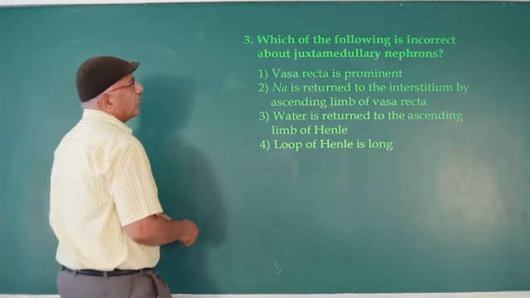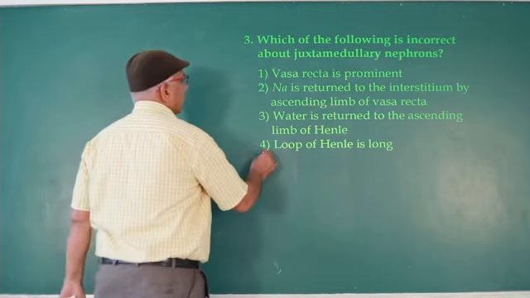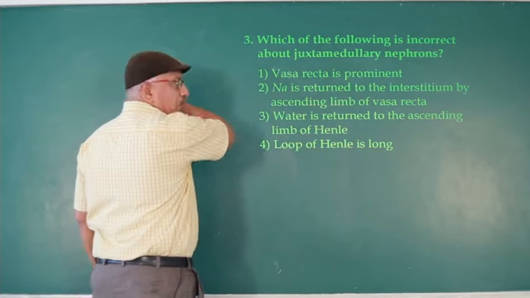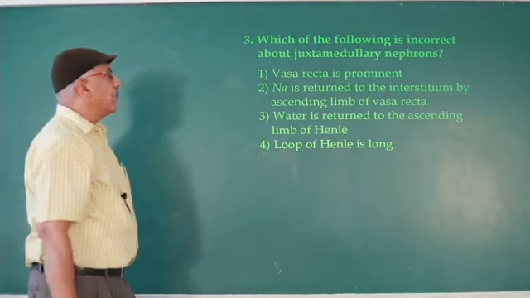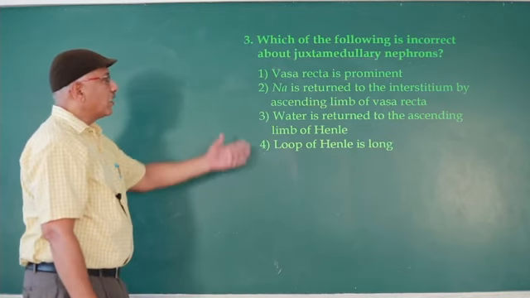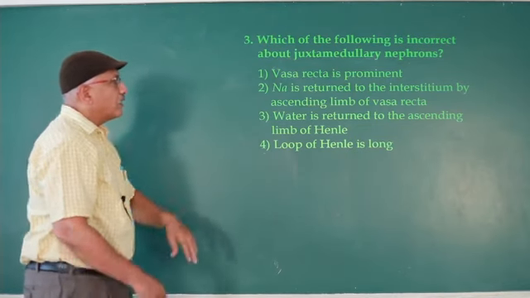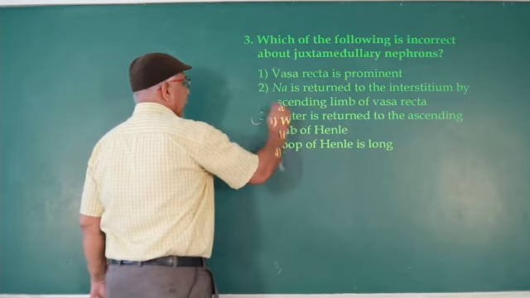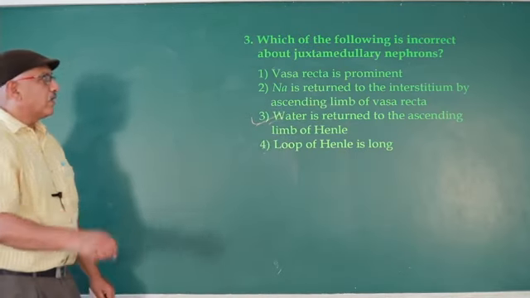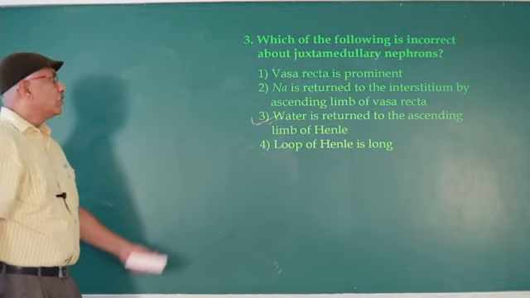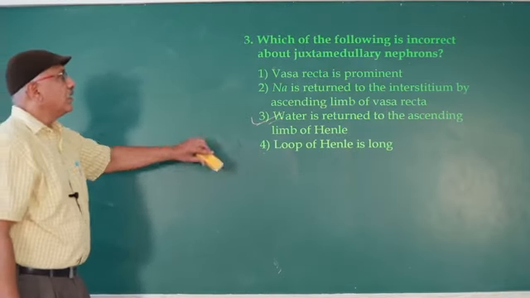Which of the following is incorrect? Vasa recta is prominent, correct. Sodium is returned to the interstitium by the ascending limb of vasa recta, correct. Water is returned to the ascending limb of loop of Henle, wrong. So that's why it is incorrect.